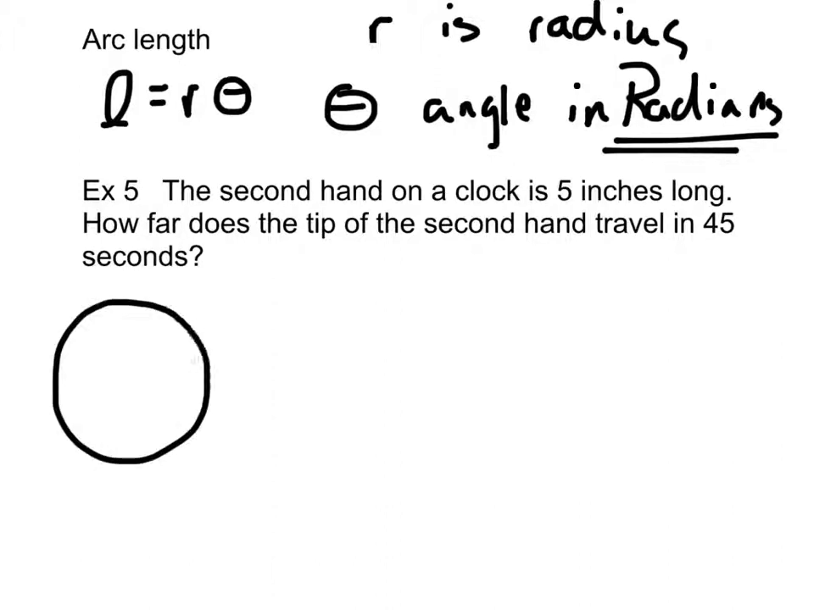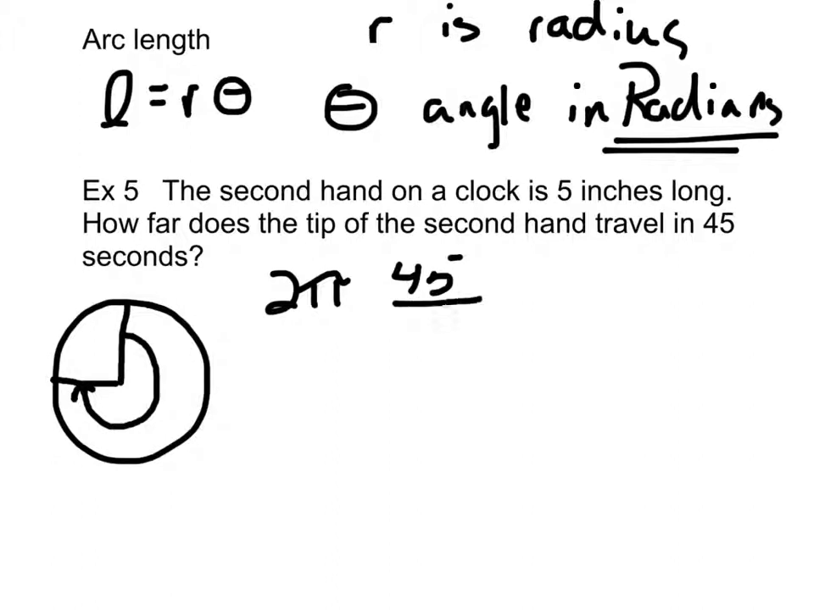So here's my clock. The second hand starts here at 12. It travels for 45 seconds, which brings it over here. We want to find that distance traveled in radians. If it went all the way around the circle, you'd have 2 pi radians. But it only went 3/4 of the way, or 45 out of 60 seconds, which is 3/4. You multiply that, and it gives you 3 pi over 2 radians, the angle that the hand traveled.